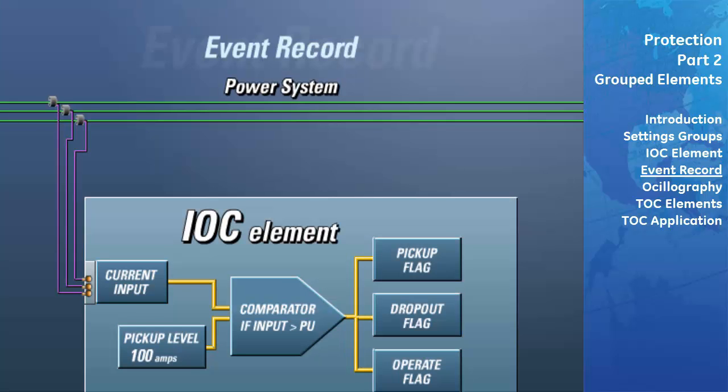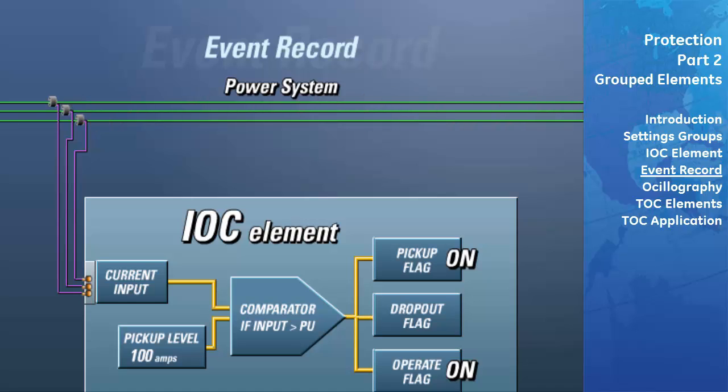The power system is currently in the non-faulted state, and the magnitude of current is below the pickup level. Once a fault occurs, the current flowing through the power lines will increase above the pickup level. Several things will now occur in the UR. First, the instantaneous overcurrent element will have its internal pickup flag turn on. Because there is no intentional delay added, the operate flag will turn on at the same time.